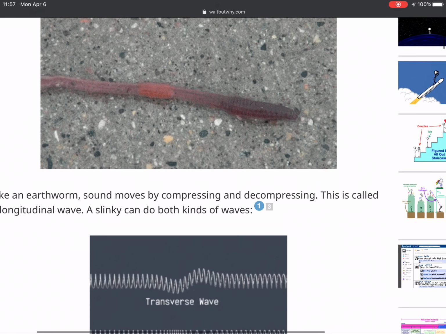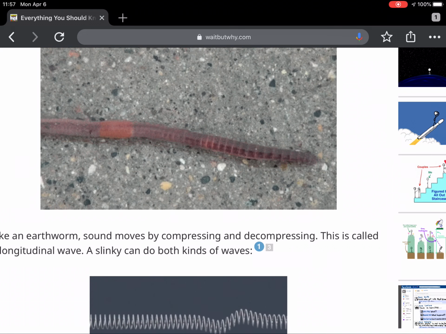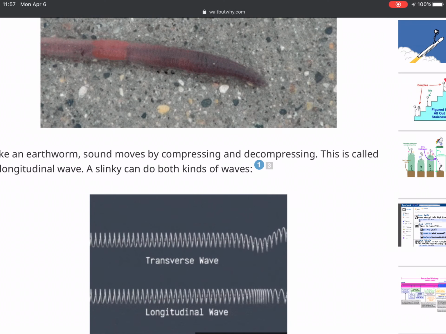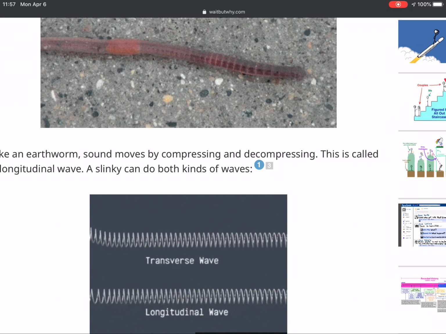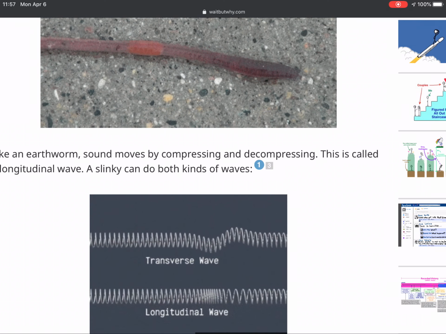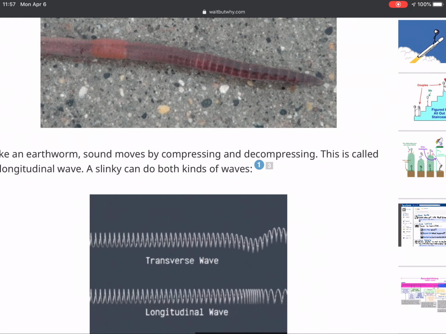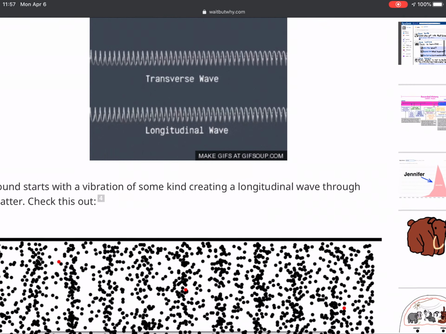Now, let's look at this earthworm. If you look, is it going to be more like the longitudinal wave or the transverse wave? Think about it. Is that motion a longitudinal motion or a transverse? Is that body moving parallel with the body's motion? And yes, it's a longitudinal wave. It's moving in line. It's not transverse.